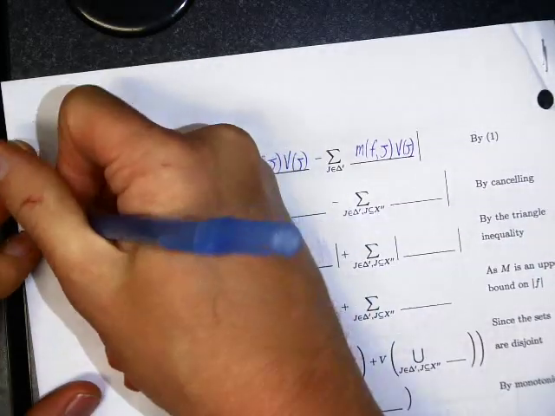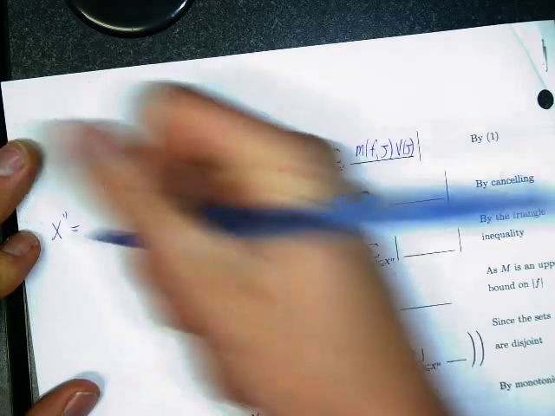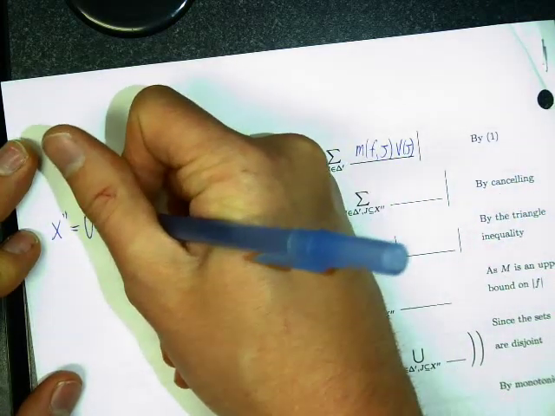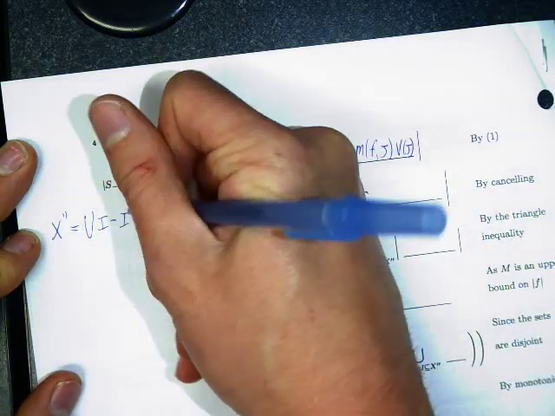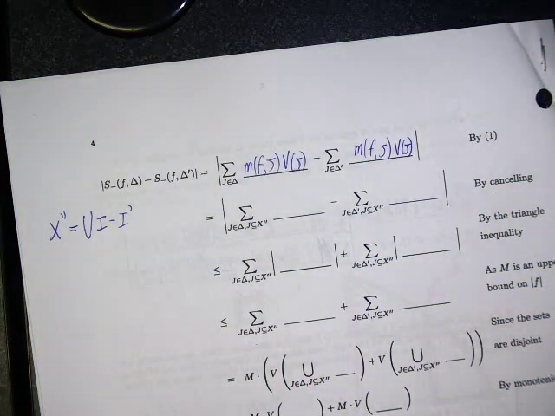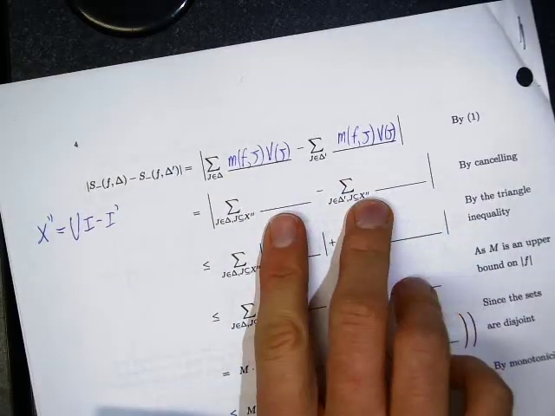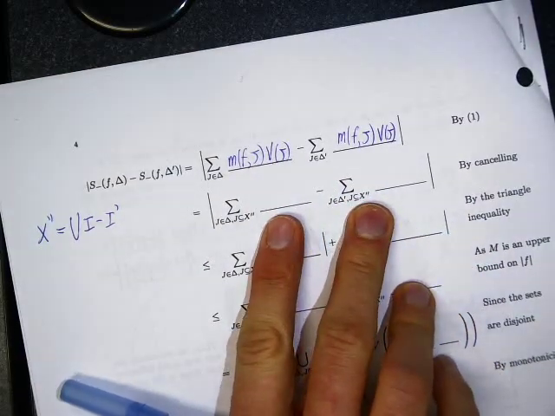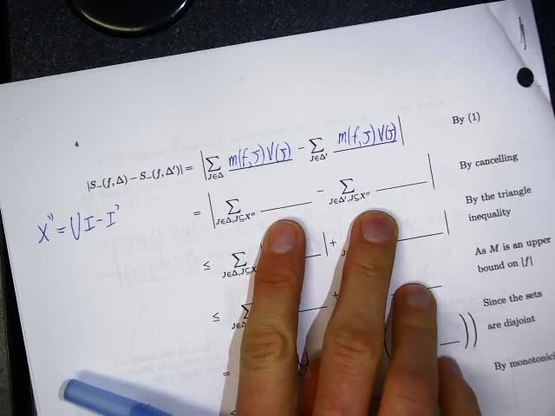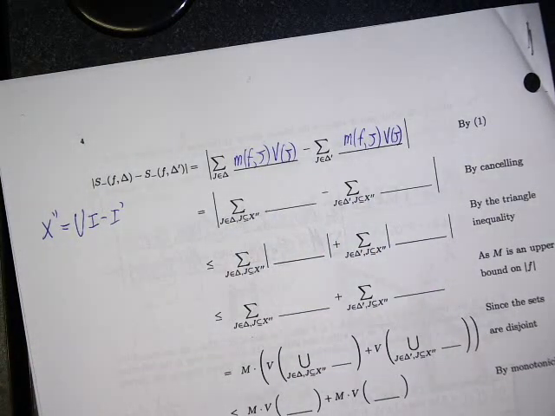So remember, x double prime was the union of all of these I minus I primes. That's what we called x double prime. And what terms can we cancel from here to there? We can cancel the term corresponding to any j which is simultaneously in delta and in delta prime.